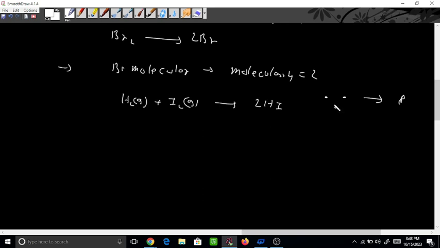Okay, so molecularity is basically a theoretical quantity. We are assuming that these three molecules are colliding with each other. First write down this point: molecularity of a reaction is a theoretical quantity.